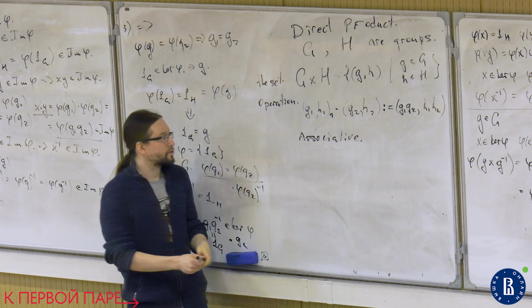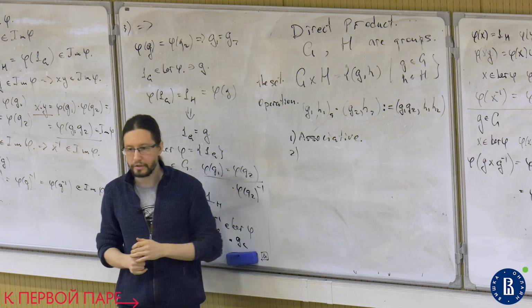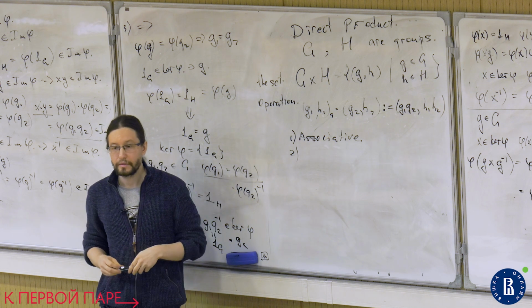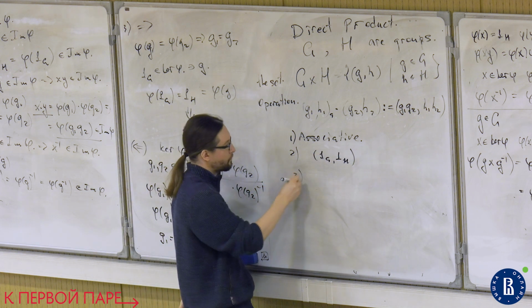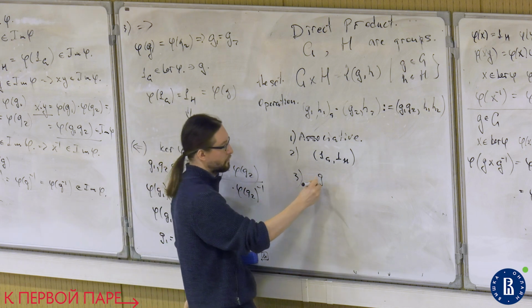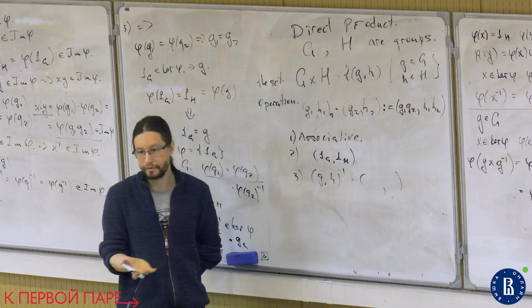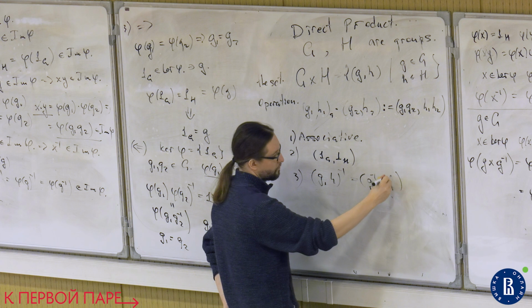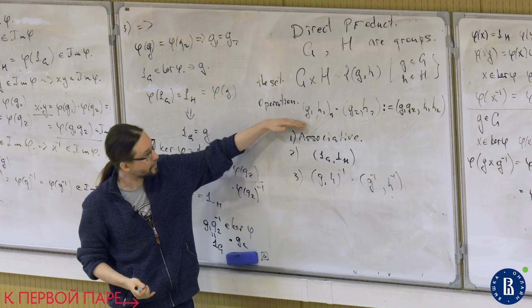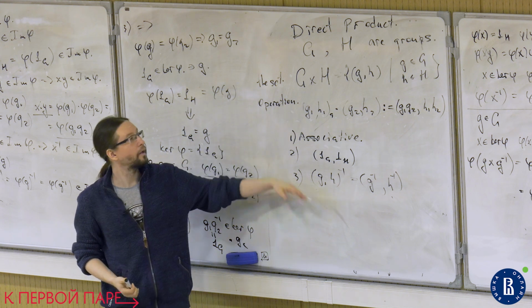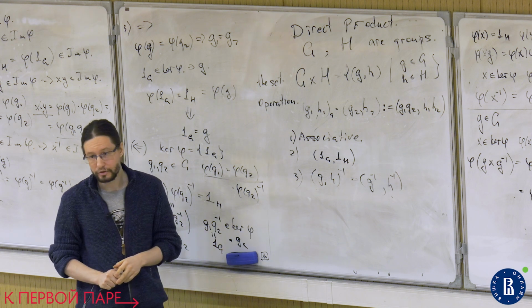Okay, now, the second thing we need to check is that we have a neutral element. What is the neutral element here? Yep, the pair of the neutral elements is the neutral element here. And the third one, for any element, we need to find its inverse. Well, this is the pair of inverses. So, indeed, these data satisfy all the properties that we need, and this will be a group. And this group is called a direct product of G and H.